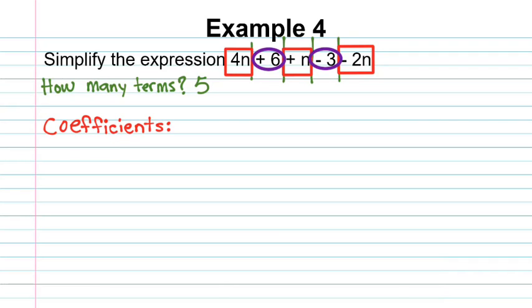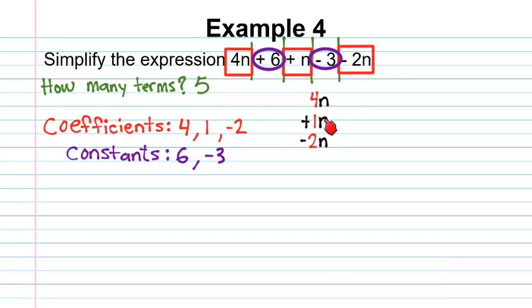And then coefficients and constants. We have a 4n, and then we have this hidden one here. We have a little ninja one that's hidden. There's a 1, and then that negative 2 is in front of that last n here. Our constants are a positive 6 and a negative 3. And now that I have that, I can set up my problem. I have 4n plus n minus 2n. That's all 3 of those like terms put together. And then a 6 and a 3, so I have a plus 6 and a minus 3. I'm going to put all of this together into one problem, and I know that 4 plus 1 is 5, minus 2 is 3, so I have 3n, and then 6 minus 3 gives me a positive 3, for a final answer of 3n plus 3.